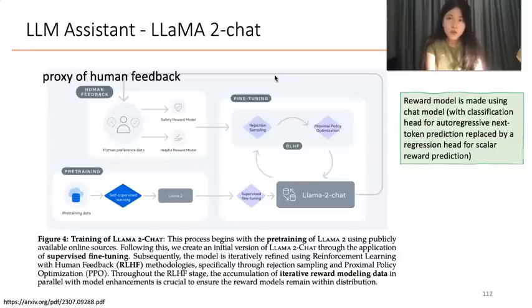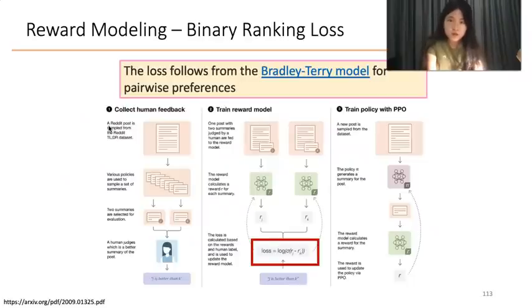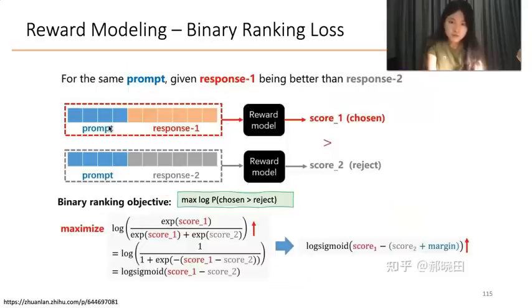And for the Llama 2 chat model, for this Llama 2 assistant, we need to train our reward model. Different from ChatGPT and other counterparts, the reward model for Llama 2 is made using the chat model with the classification head for auto-regressive next token prediction replaced by a regression head for scalar reward prediction. Again, the reward modeling uses binary ranking loss.